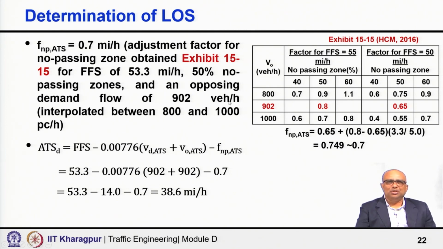Once it is known, we know FNP ATS, the no passing zone adjustment to be done. Volumes are known: 902 in each direction and the same in both directions. So, simply use this equation and you can get it as 38.6 miles per hour.